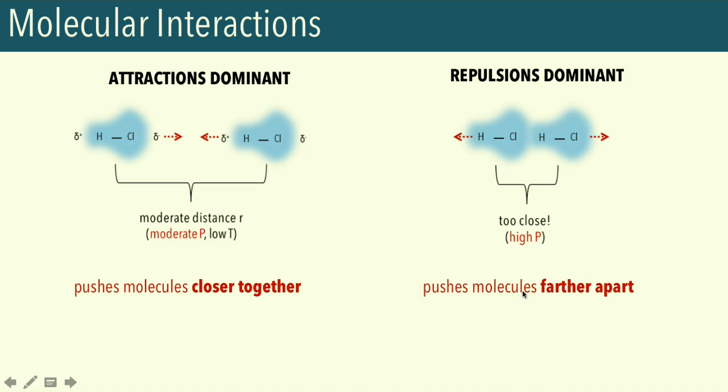So in terms of compressibility, if attractions are dominant, the gas becomes more compressible. It's going to be easier to decrease the volume of our gas because the intermolecular forces of attraction are assisting you in decreasing the volume. So our gas is more compressible. However, if we try to push our molecules too close together, if we try to compress them too much, it's going to be harder to do so because we have some repulsive forces that are going to prevent you from pushing your molecules even closer together.